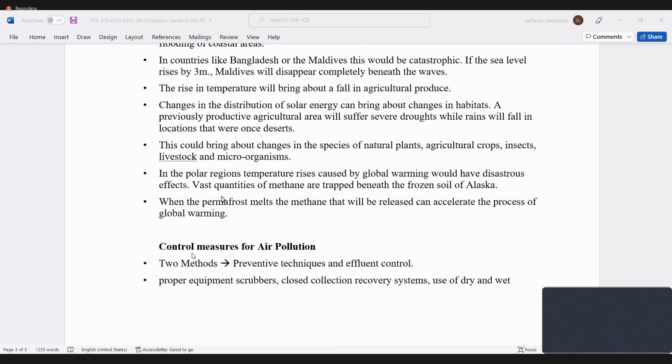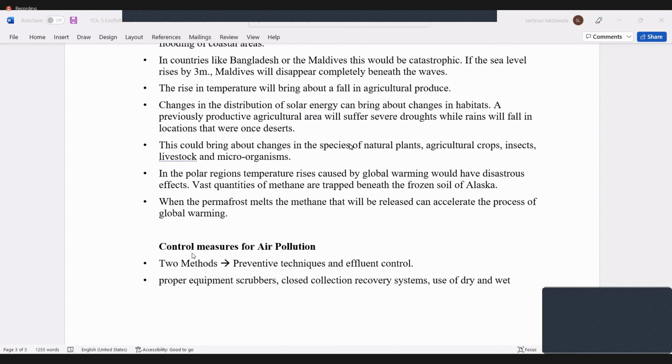With the rise of temperature in this area, vast quantities of methane, which is trapped under the frozen soil of Alaska, may be released, and this methane will expedite the global warming up to 3 times faster than what is happening now. So, if we are not able to cope up and control it, that means the melting of the permafrost in the polar region, then we are looking for disasters.